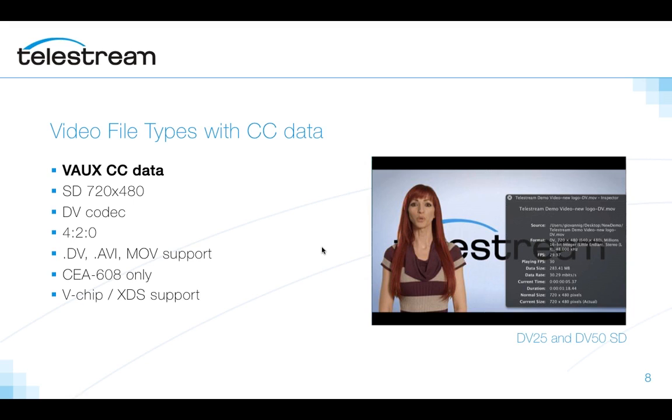And the way it's stored is it's called vertical auxiliary data, or VAUX data. And this is important because it's still somewhere in the essence video, so it's stored within the actual DV codec inside of the file.